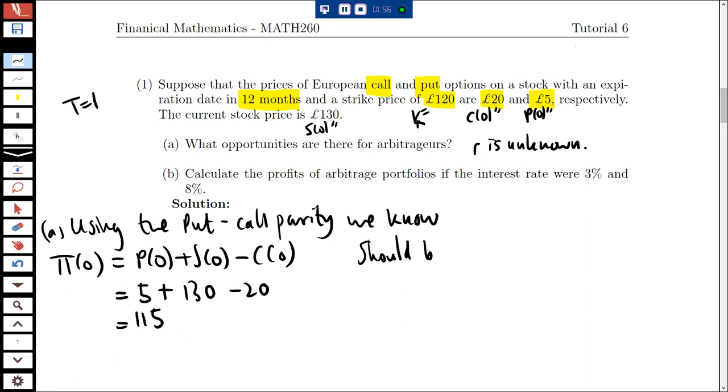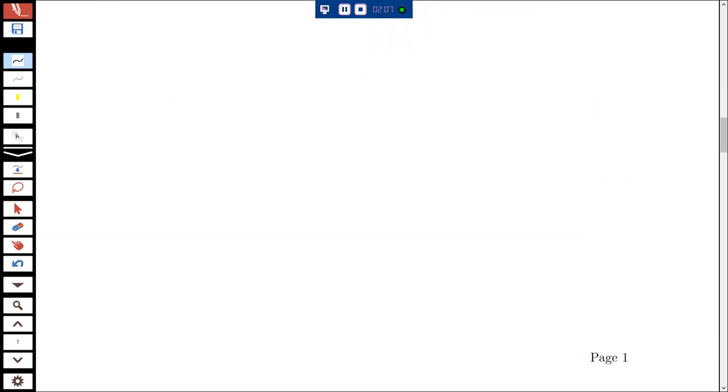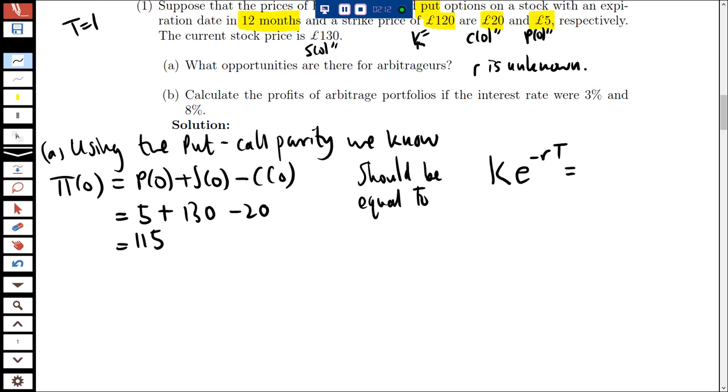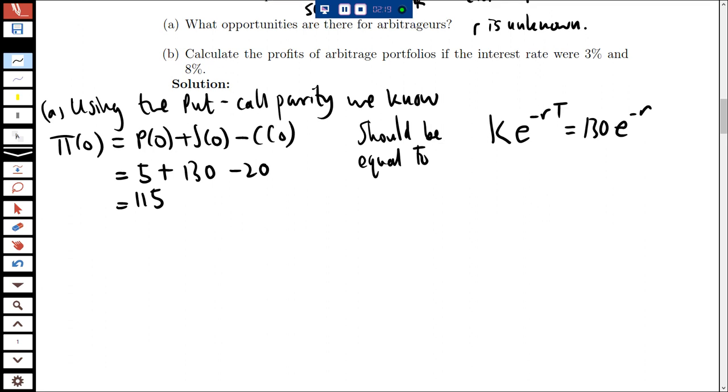And this should be equal to, well, we take the strike price and we discount to today's money. If we do that, we get 130 e to the minus r, and that should be 115. They should be equal. Okay, so let's look at the cases. Case 1. Let's suppose that they're not equal, and the right hand side, the K e to the minus rT, is bigger.